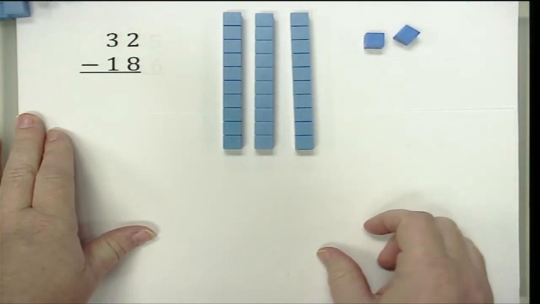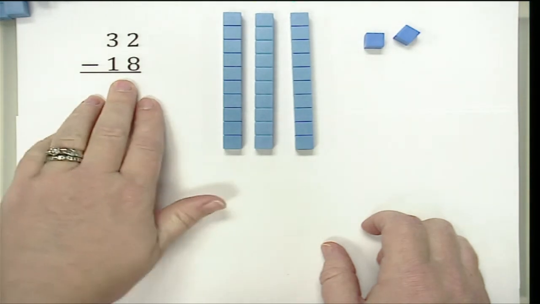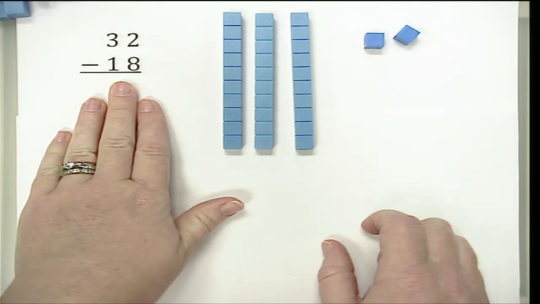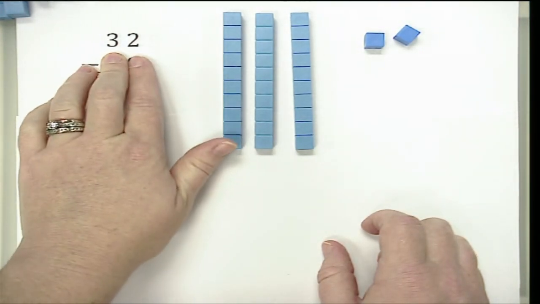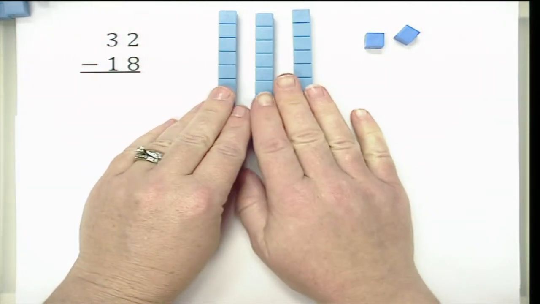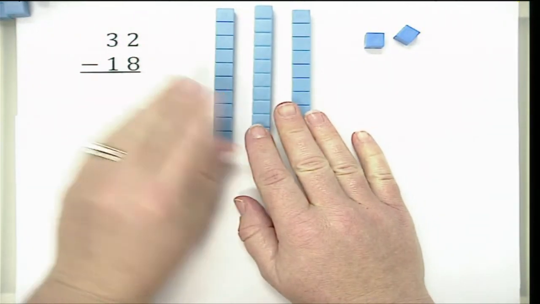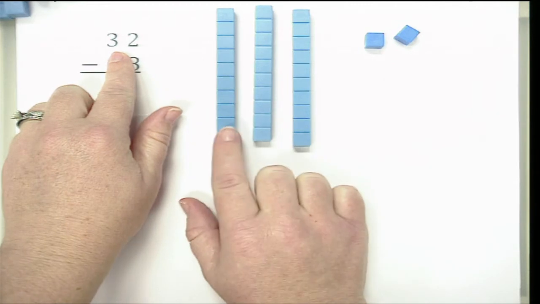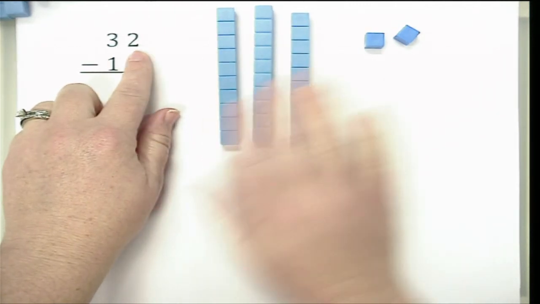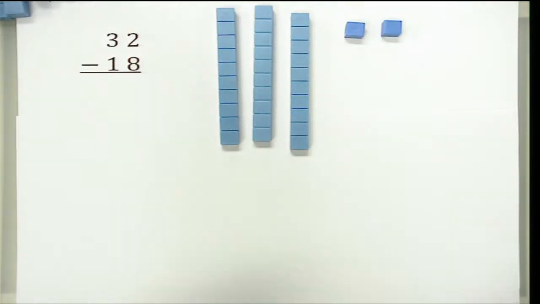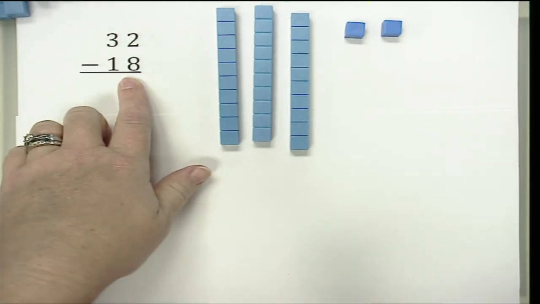So the next problem we're going to work on is 32 minus 18. I'm going to first start with the 32, and it looks like I already have my base 10 blocks ready to go. I have 3 10s, so 10, 20, 30, and I have 2 1s. And it looks like I have to subtract 18 from 32.